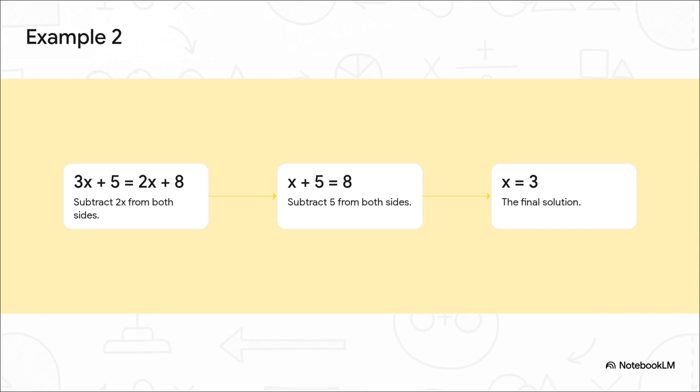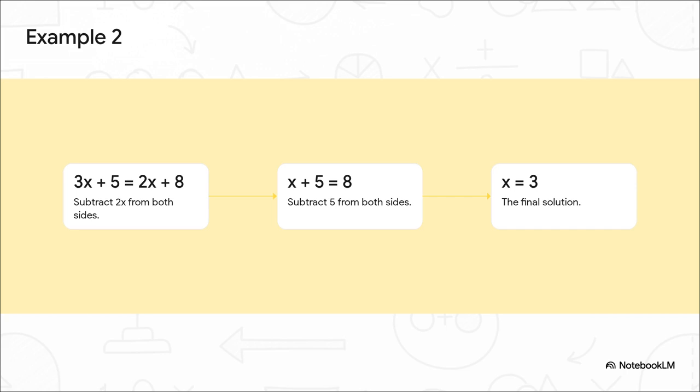Now check out a slightly longer one in example 2. 3x plus 5 equals 2x plus 8. It looks a little chunkier, but the logic remains exactly the same. First, let's reunite those variables. We subtract 2x from both sides. 3x minus 2x is just 1x, or simply x.